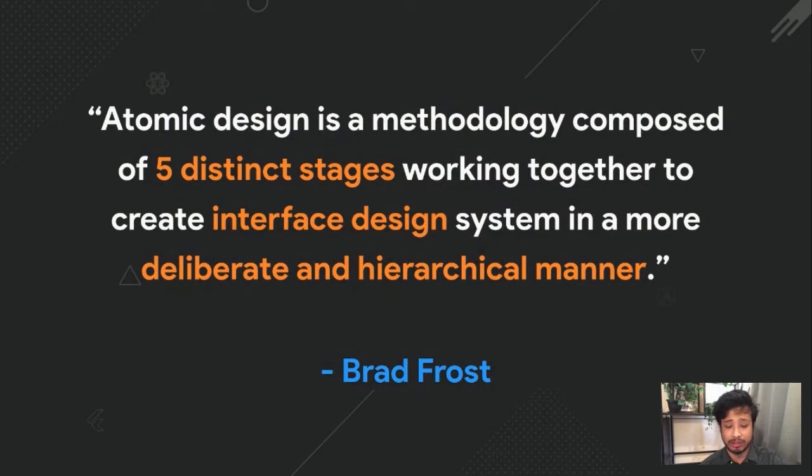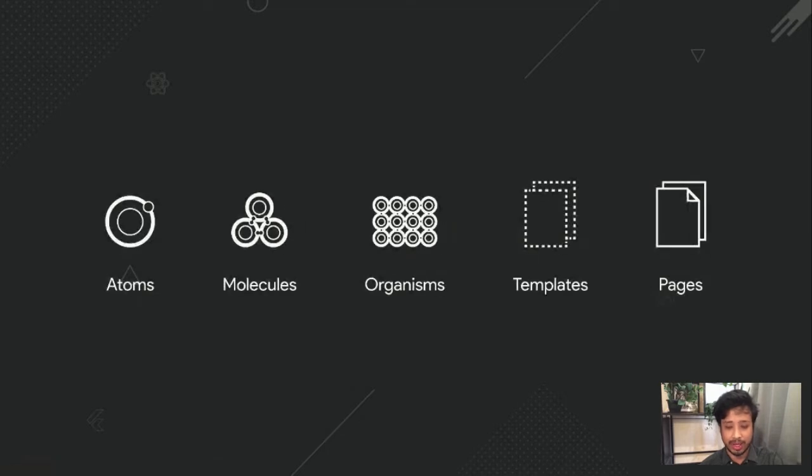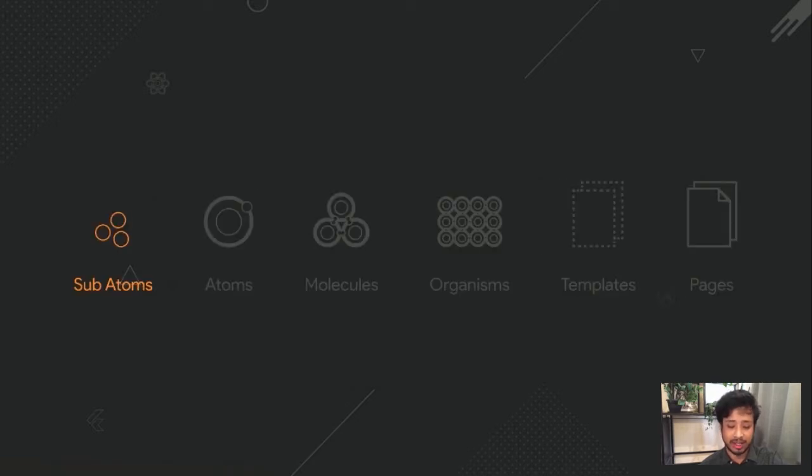Brad Frost, the creator of atomic design, described atomic design as a methodology composed of 5 different stages working together to create an interface system in a more hierarchical manner. Right? So atomic design actually has 5 different stages, which have been broken down. And these 5 design elements are atoms, molecules, organisms, templates, and pages. Well, this was initially created around 2011 or 12. Brad Frost later revised it, and then he added another element to it, which is subatoms.